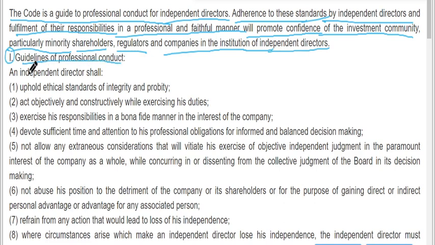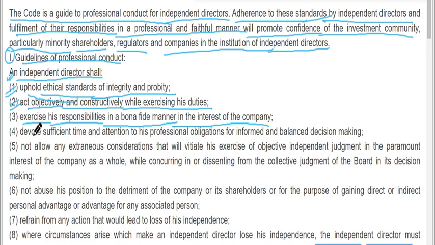Guidelines for professional conduct. An independent director shall uphold ethical standards of integrity and probity, and act objectively. An independent director shall act objectively and constructively while exercising his duties. An independent director shall exercise his responsibilities in a bona fide manner in the interest of the company. An independent director devotes sufficient time and attention to his professional obligations for informed and balanced decision making.